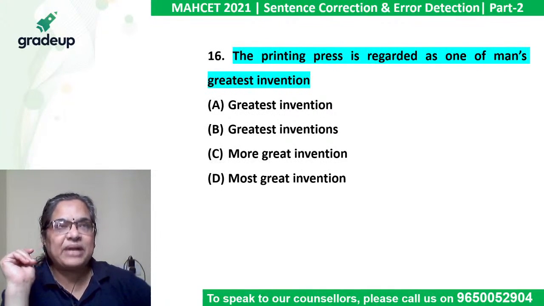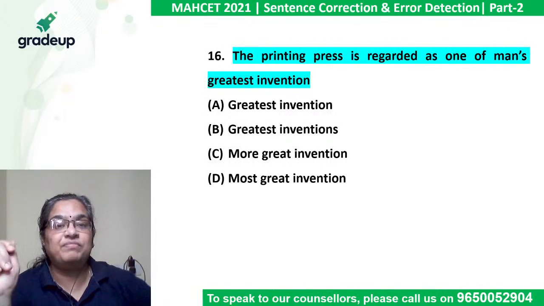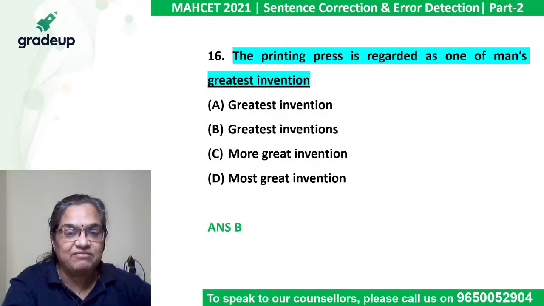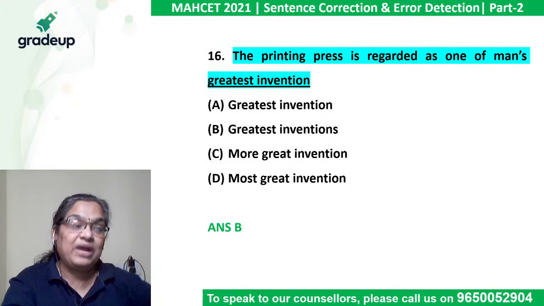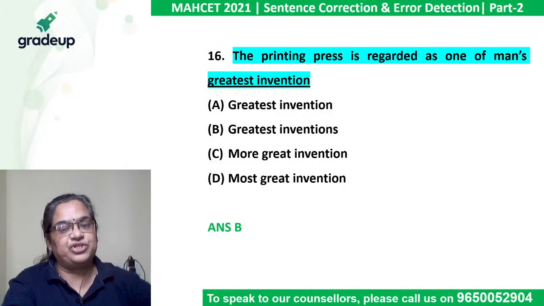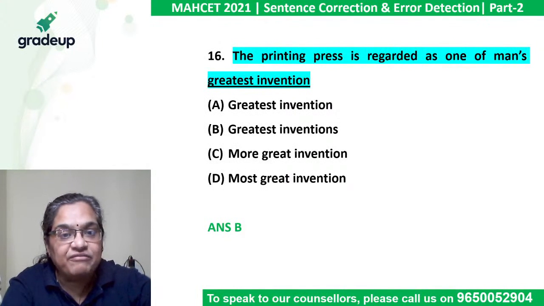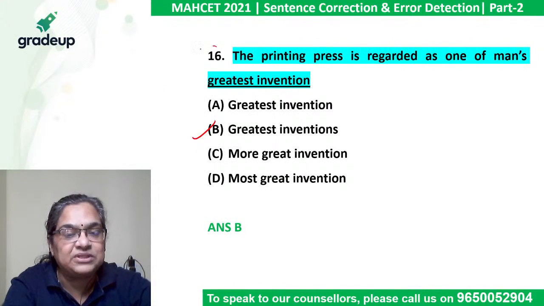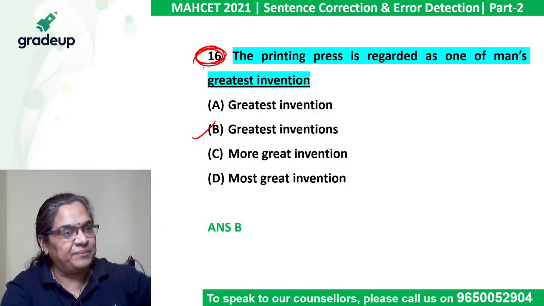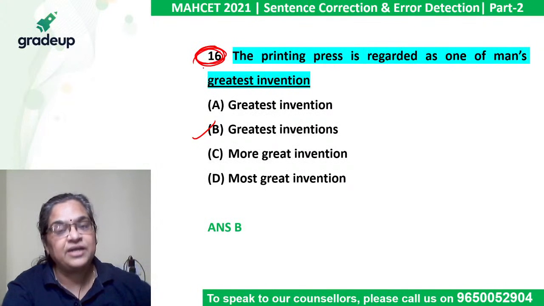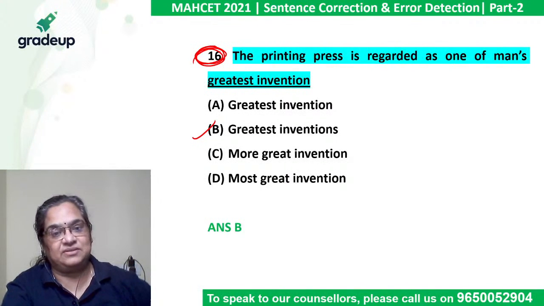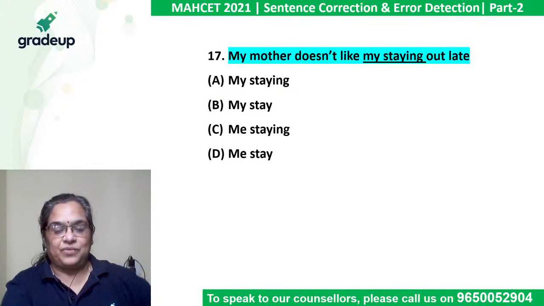The printing press is regarded as one of man's greatest inventions. Okay, one of his greatest inventions out of so many. Therefore, answer is B. It has to be with an S. Please remember this expression. Okay, not one of my friend. It is always one of my friends. Got it? All right, next one.